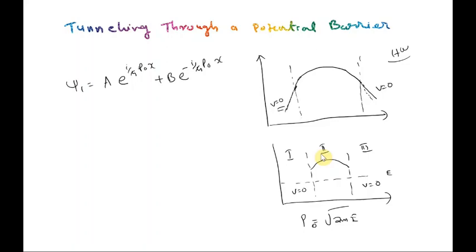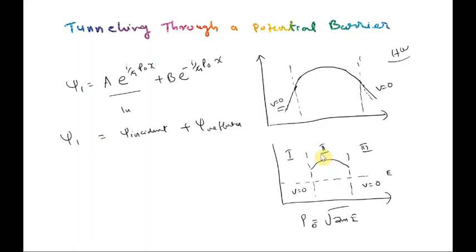So psi 1 is having two components, and this component is nothing but the component which is going in the forward direction. So this is the forward component, or you can call this the incident, psi incident. So psi 1 is psi incident plus psi reflected, the component which is going backward.